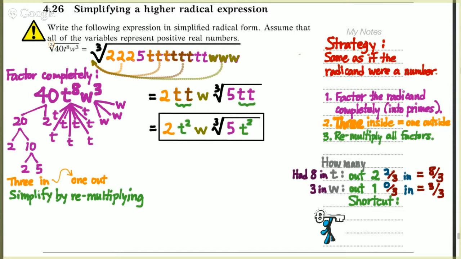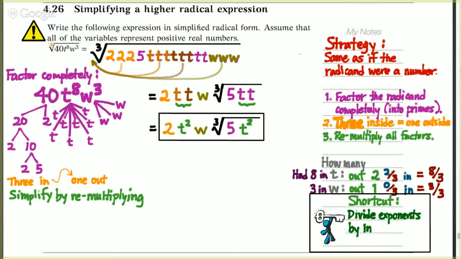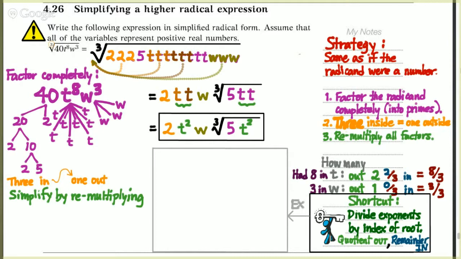So the shortcut for how to take a radical or a root of a power of a variable is to divide the exponents. Specifically, divide the exponent by the index of the root. Whatever you get for your whole number quotient, that's how many of those factors come to the outside of the radical. Whatever you end up with for a remainder, that's how many you keep underneath the radical. So let's look at one more example just to illustrate how this shortcut might work. Suppose I gave you the radical expression, the 4th root of x to the 9th, y to the 8th, z to the 15th. How are we going to simplify this?